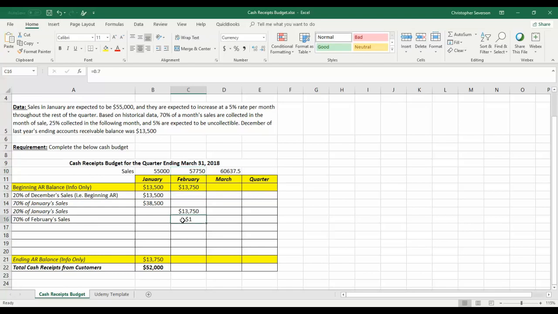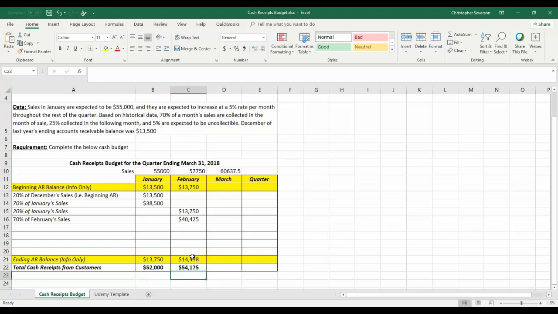Whoops. My formula must have been wrong there. 70% of the February sales of $57,750. Now again, ending AR for February is going to be the other 25% of February sales. So that gives us $14,438 that we're collecting next month. Now again, for total receipts for February, we're collecting these two amounts: $13,750, $40,425. That gives us $54,175.